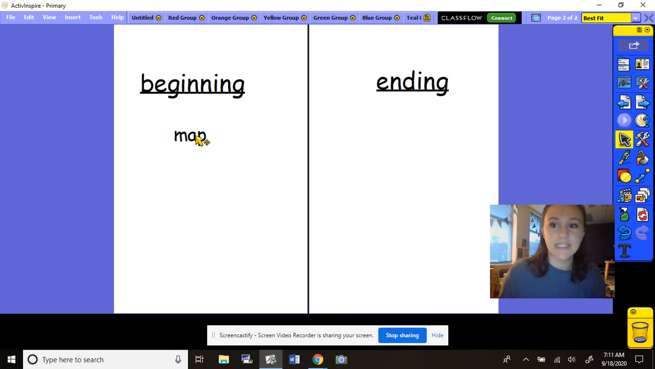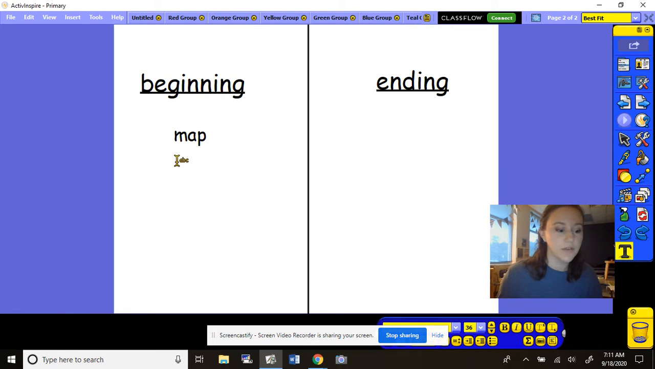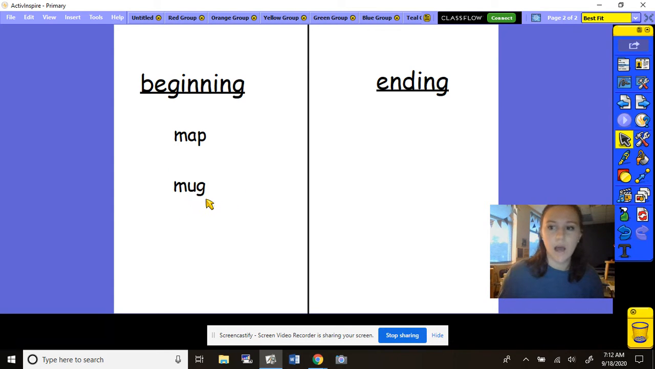I'm going to type this word, M-A-P. Now the beginning sound is mm, the middle sound is aa, the ending sound is p. Map. This is the word map, and you hear the mm at the beginning of that word. Here's another word that has the M sound at the beginning. Mug. So map and mug, those come at the beginning, the very first sound in those words.